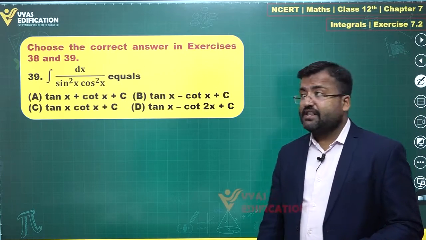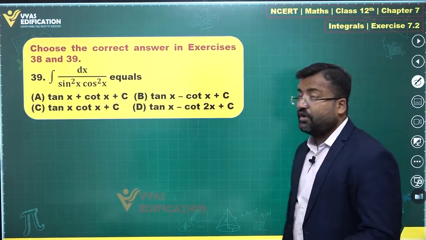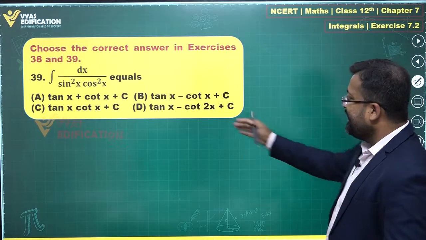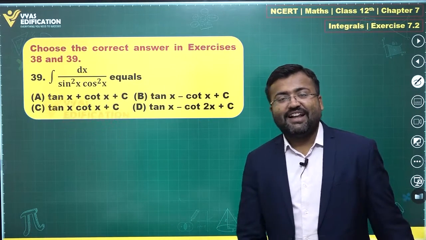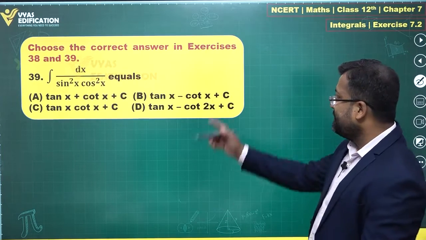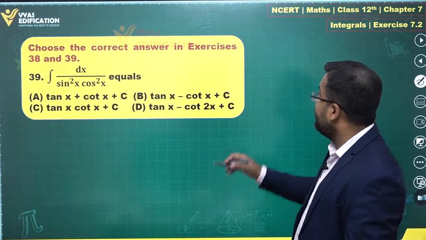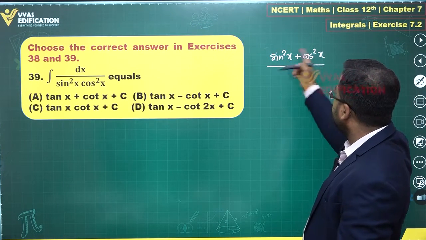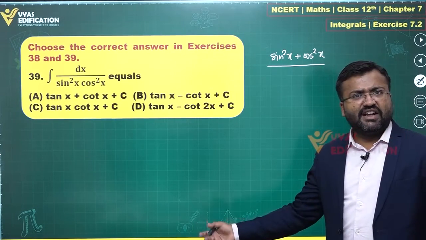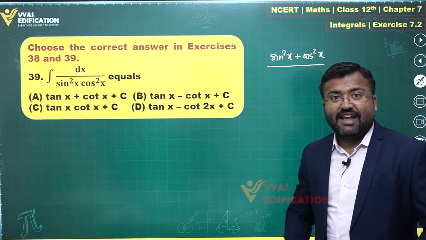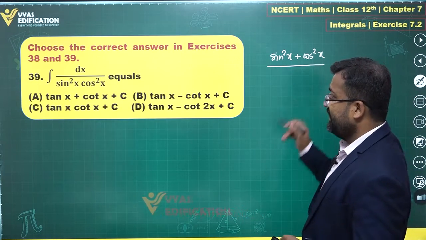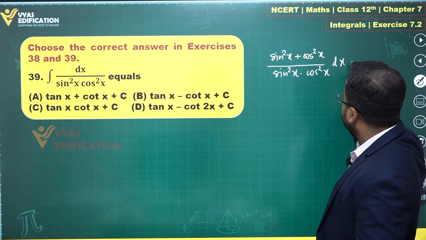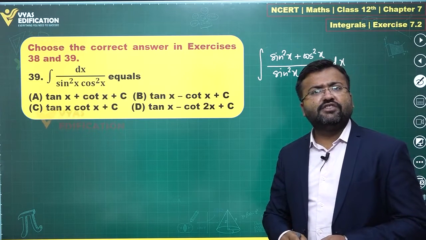The 39th question says dx upon sine square x cos square x. How do we integrate this? Now, it is better if you try to differentiate the options. That's one idea, since this is an objective question. But then we can handle it in this manner. Sine square plus cos square is 1, right? If sine square x plus cos square x is 1, can I replace 1 by this? Yes. And what do we have in the denominator? I have sine square x times cos square x in the denominator. Now this is borrowed from the ideas of trigonometry.